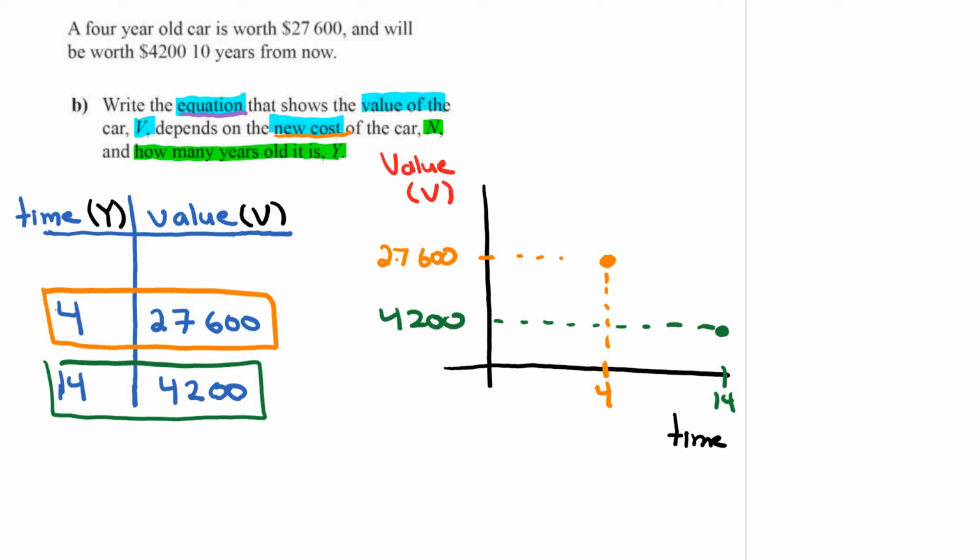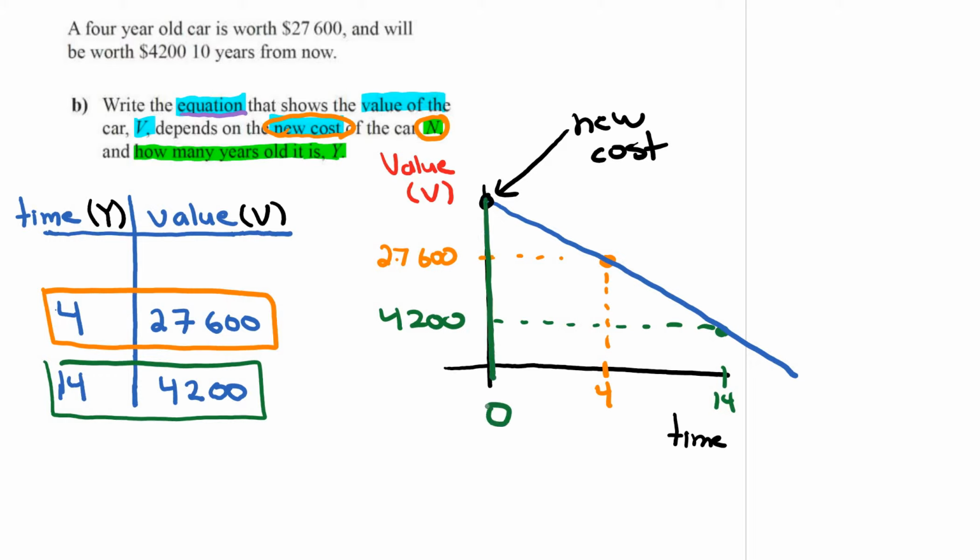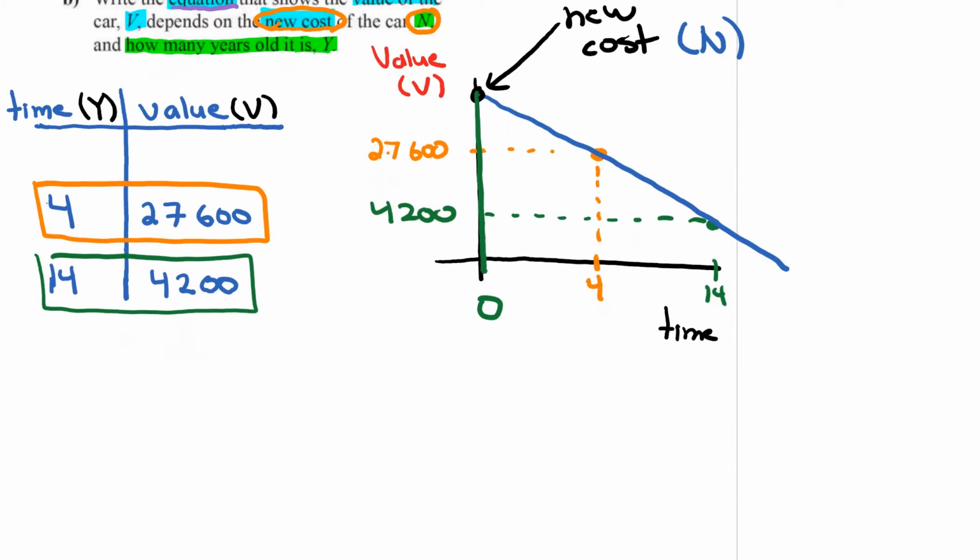I've circled this other variable n here, the new cost of the car. If I had to draw a line connecting the data here, maybe it looks like this. The y-intercept right here is the new cost. Hopefully that makes sense, because the new cost corresponds with the time of 0. At the beginning, we want to know what the cost of a new car is, and that takes the value n. Now that we've summarized the information, let's write the equation here.